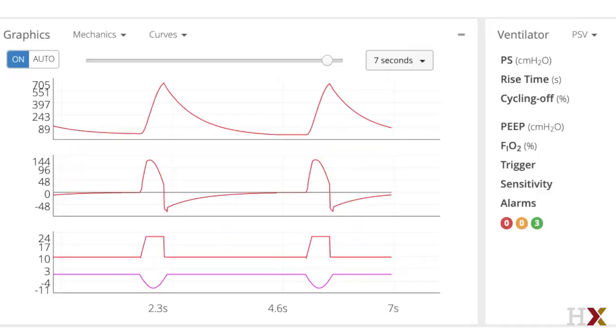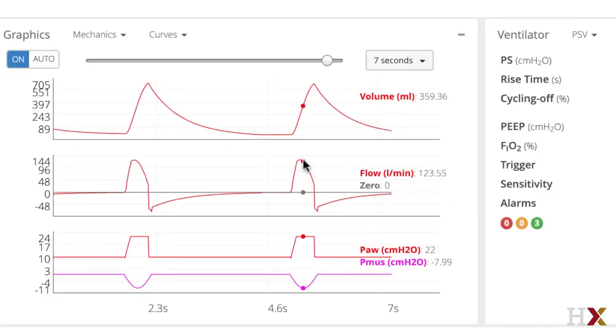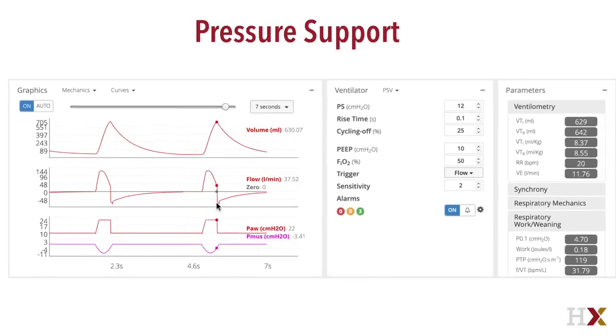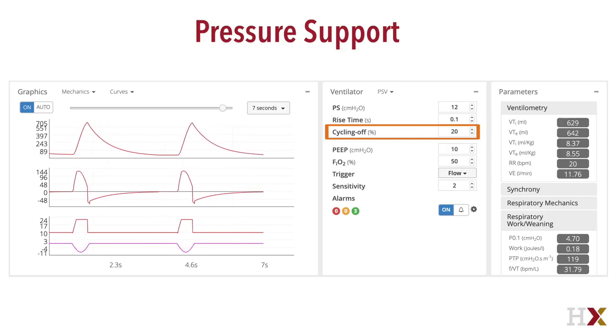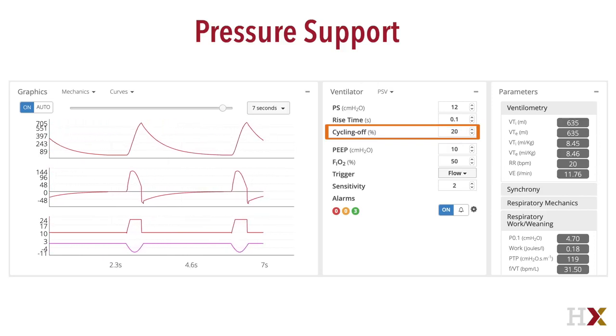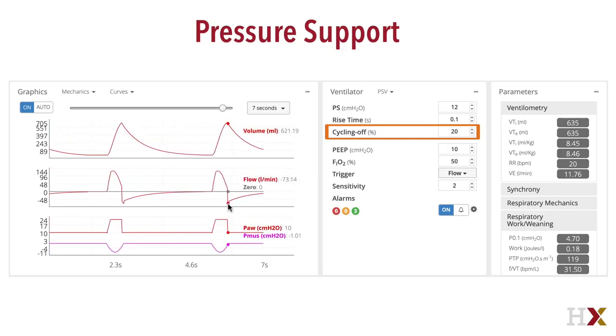And similar to pressure assist control, you just see more rounding in the flow waveform here. However, the cycling off seems to be still reasonably okay, but there's a little bit of dampening here in the expiratory flow. This can be addressed by simply lowering the cycle off criteria to a lower level. Let's see how that works. So you can see there's less dampening here. So that's one way to manage it.